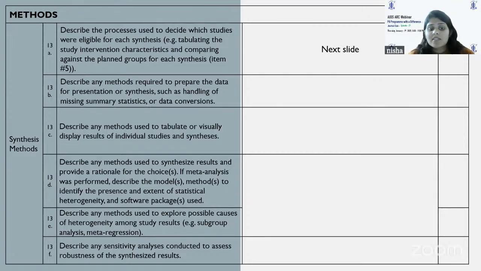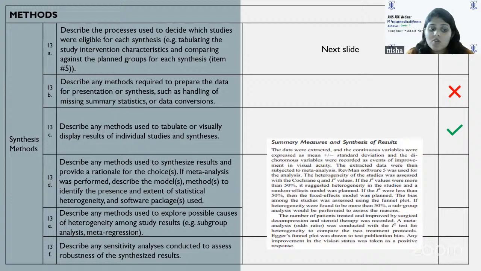13C is describing the methods used to tabulate or visually display the results of individual studies in synthesis. And 13D was if the meta-analysis was performed, describe the model or the methods used, and also if there was any automation that was used for the same. 13E is describing the methods used to explore possible causes of heterogeneity, and 13F was describing the sensitivity analysis. So this 13F criteria was not met in the study.